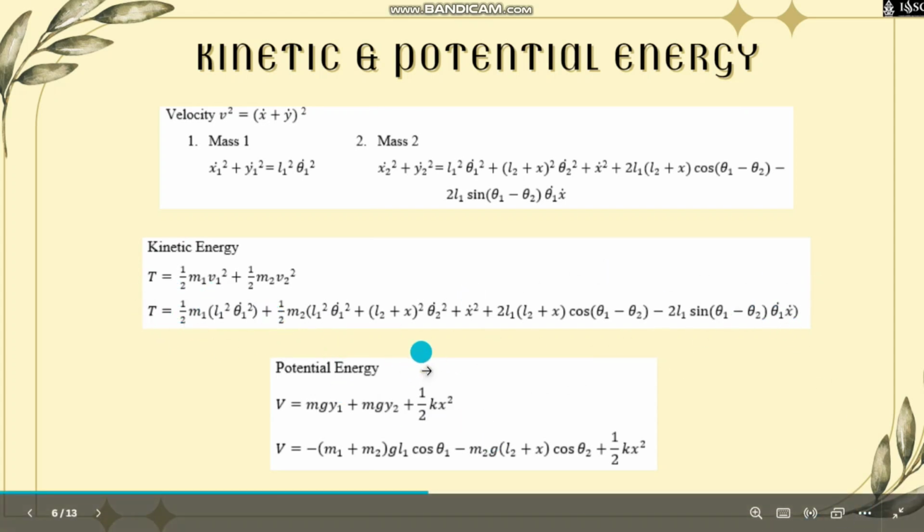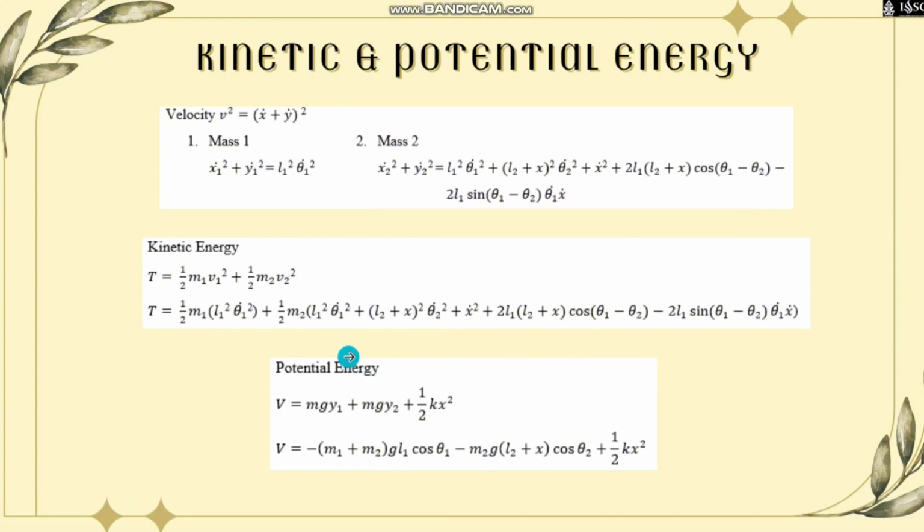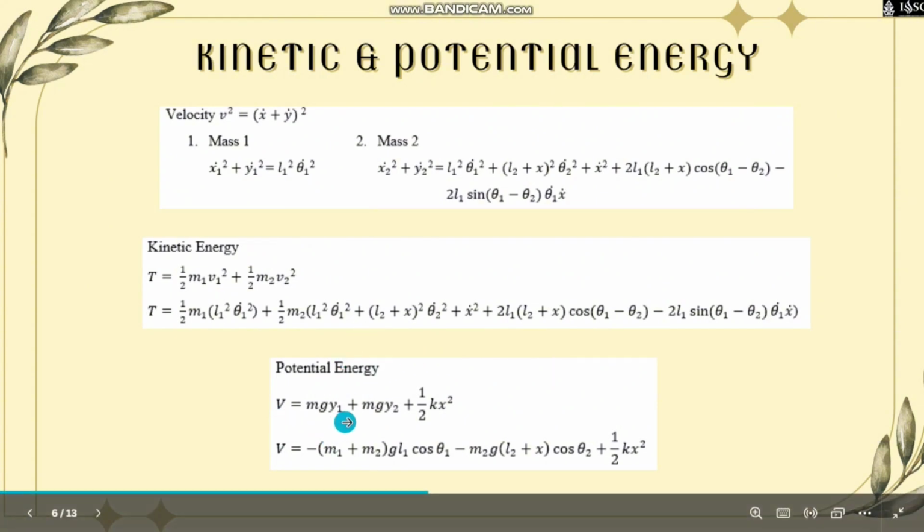Same as the kinetic energy, the potential energy is equal to m1 g y1 plus m2 g y2 plus half k x squared. This comes from the spring constant, so there is a half k x squared. We just need to put y1 and y2 into this equation, so we have the potential energy equal to this equation.